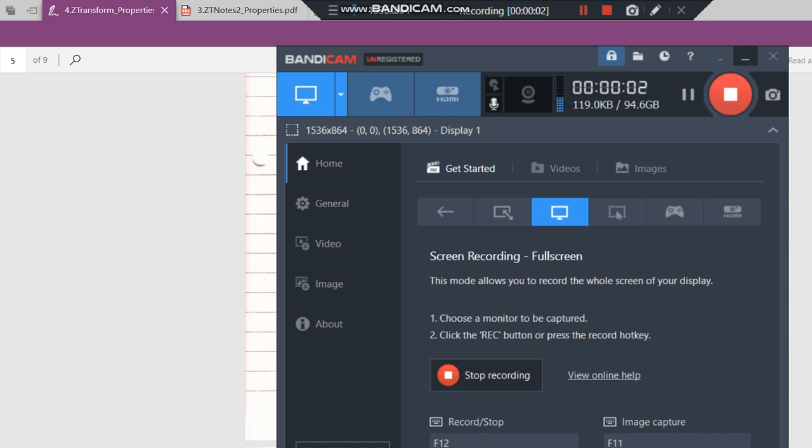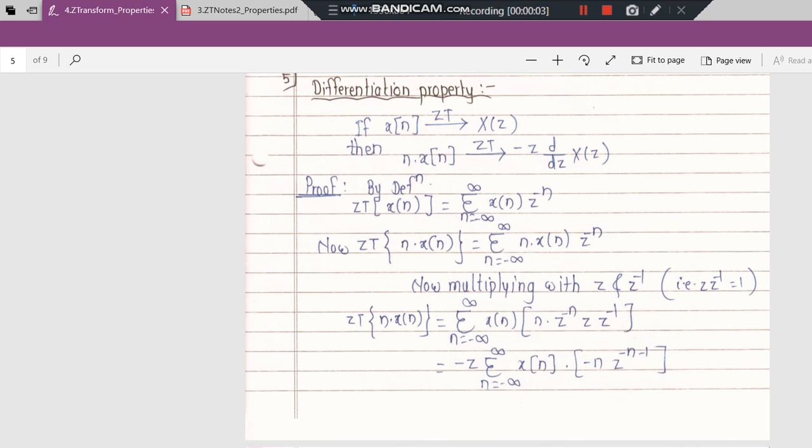Let us see a few more properties of the Z transform, which are important for tackling numericals on the Z transform. The first property is the differentiation property. What does this property state? When we take the derivative of the Z transform, so we have x of z as the Z transform, d by dz of x of z, that is the derivative of x of z.